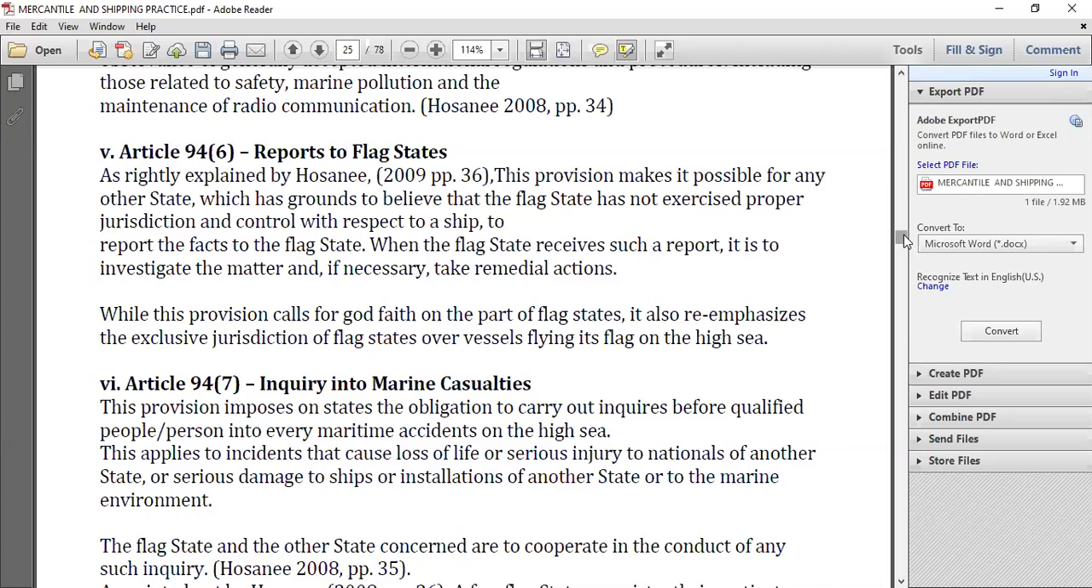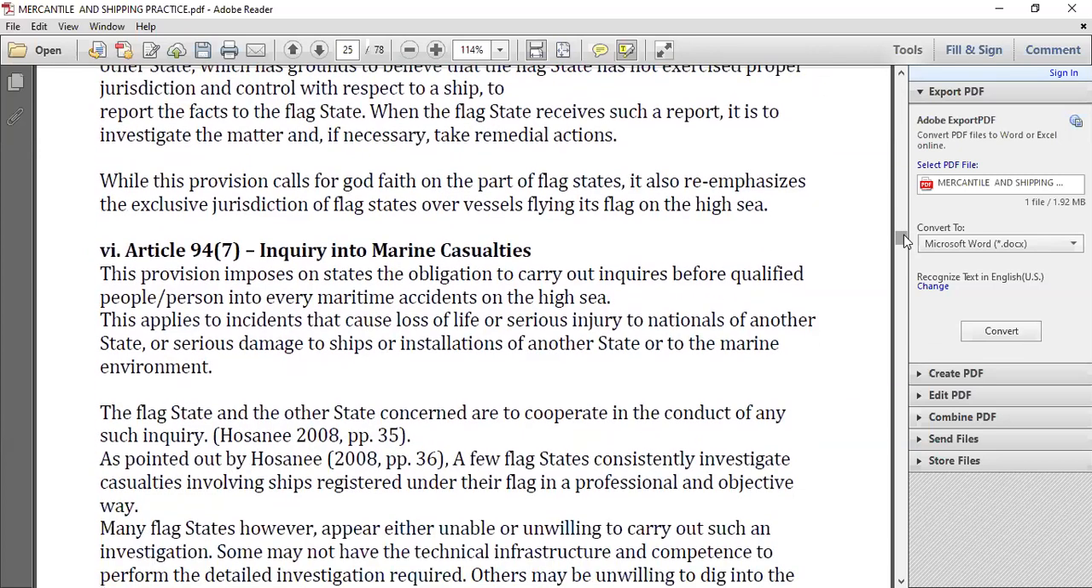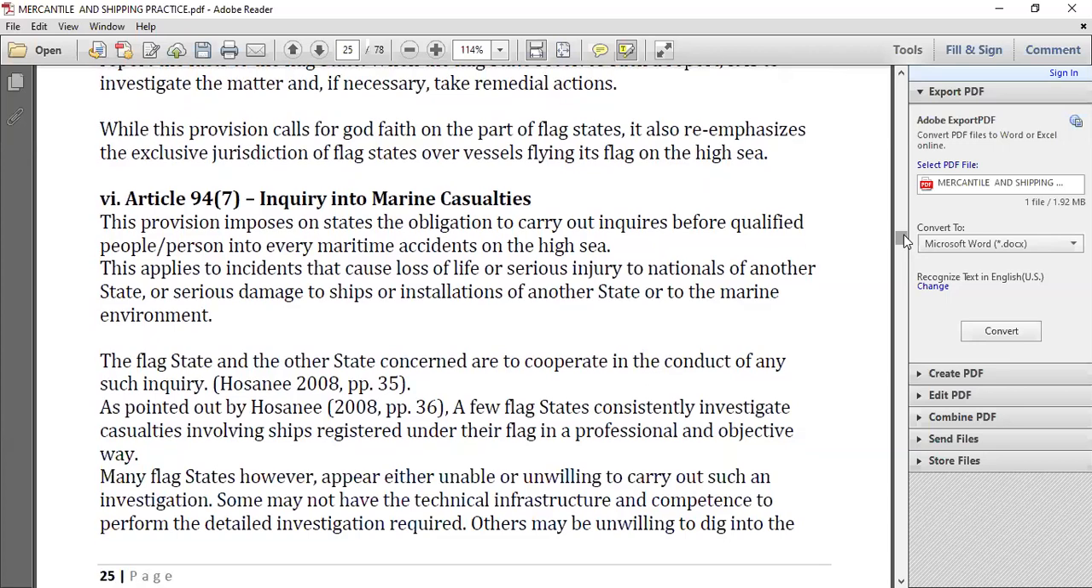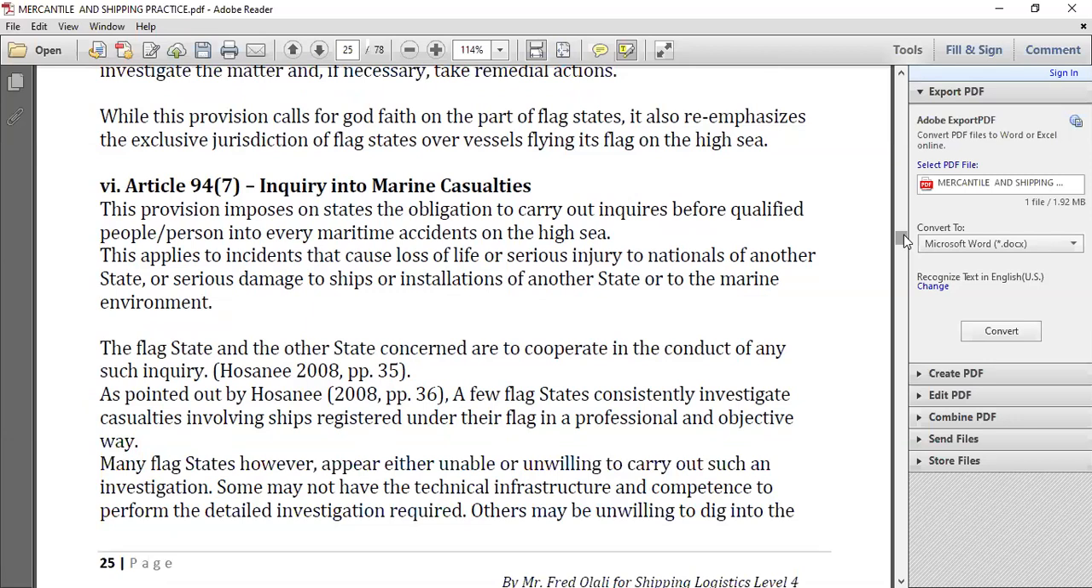Okay. The other article is Article 94(7). This is inquiry into marine casualties. Now, these provisions impose on states the obligation to carry out inquiries by or before qualified persons into every maritime accident on the high seas. This applies to incidents that cause loss of life or serious injury to nationals of another state, or serious damage to ships or installations of another state or the marine environment.